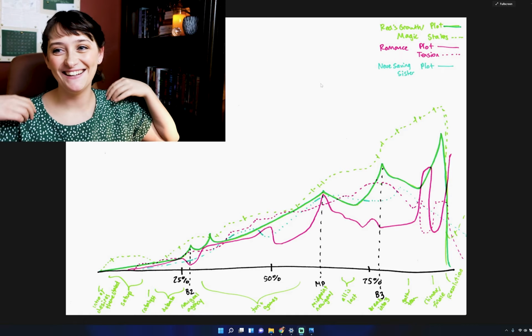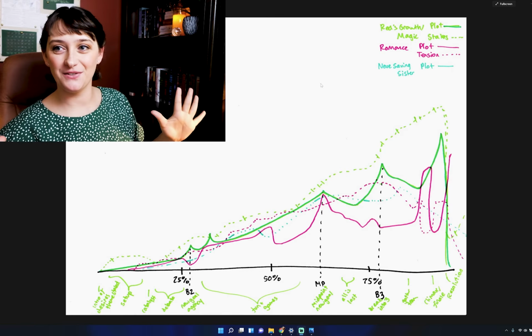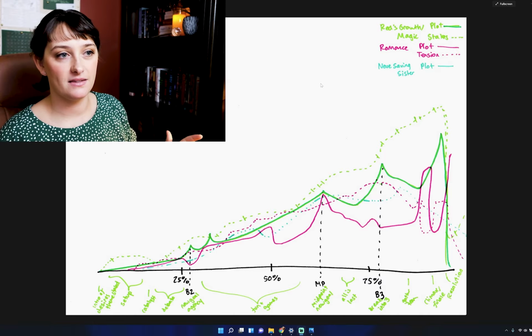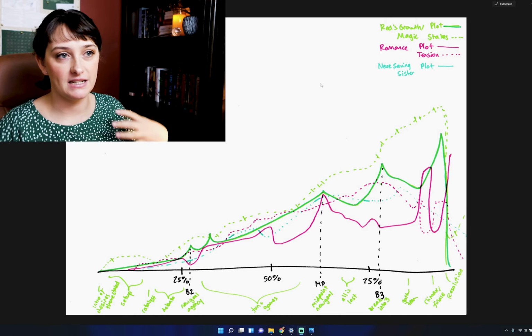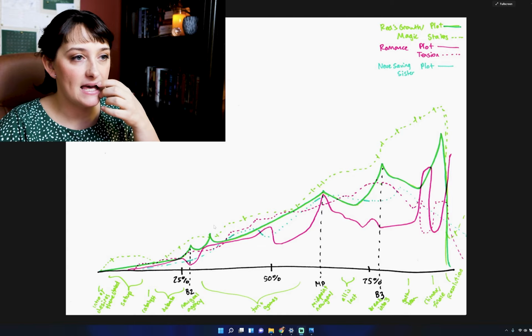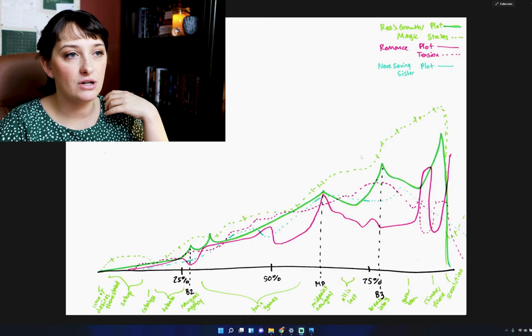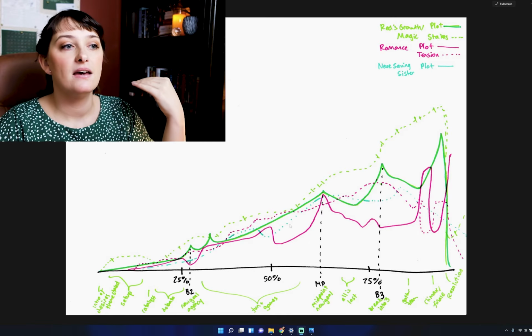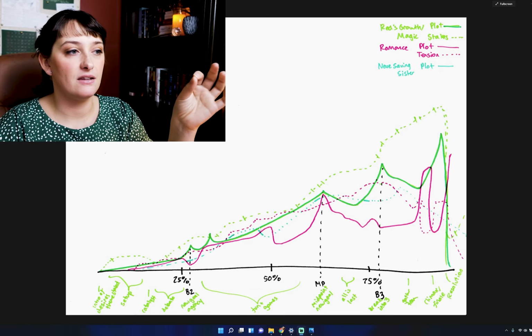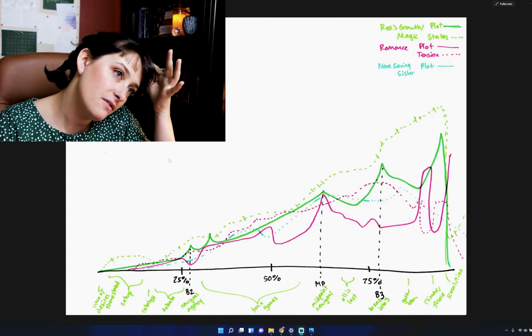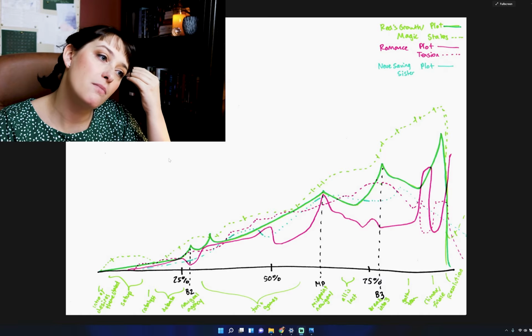So, this is my final chart where I overlaid all the different plots so that you can see them working together. The dark green is Red's plot. You'll recognize the shape of that. The dotted green is the stakes of that. The pink is the romance, and then the blue is Neve. So you can see these all build together. A lot of the moments are shared.